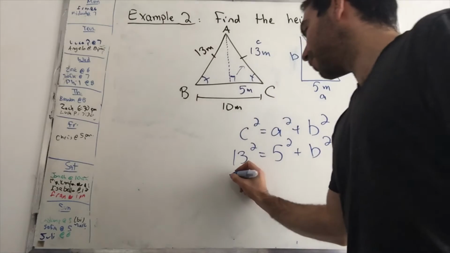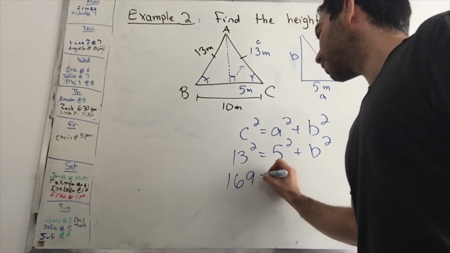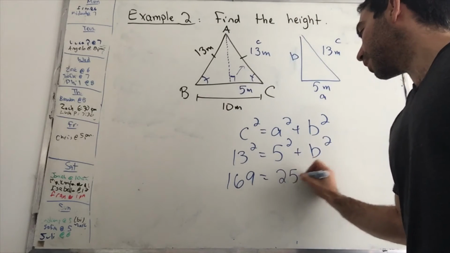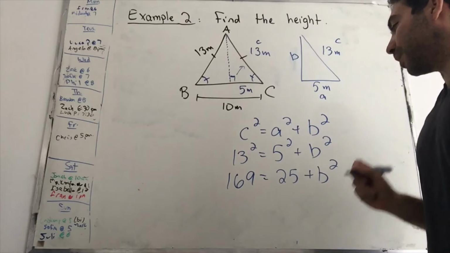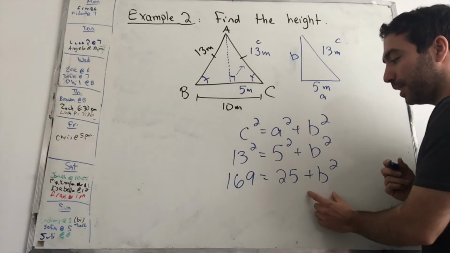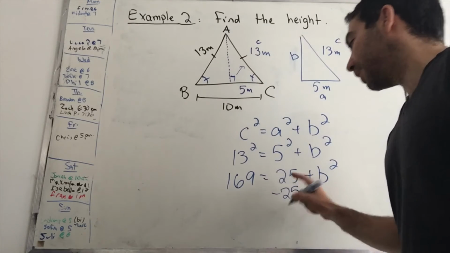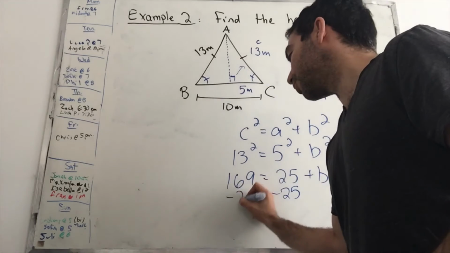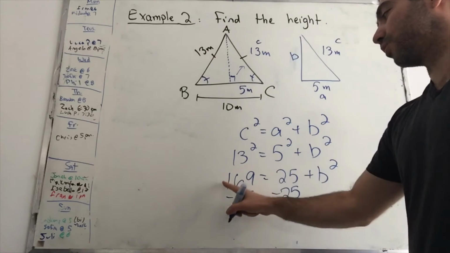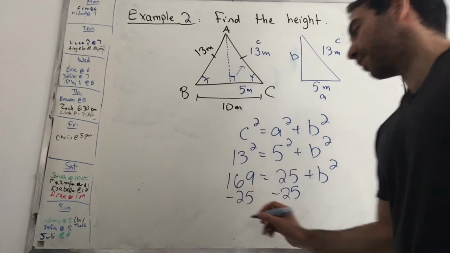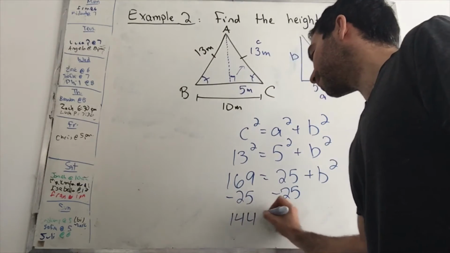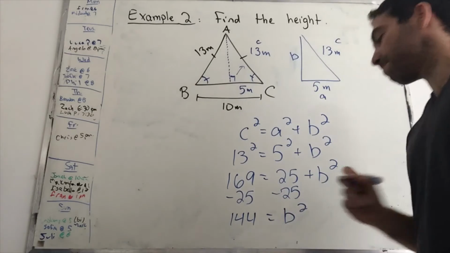And now we solve. 13 squared is 169. 5 squared is 25. And b squared. So remember, we're trying to solve for b. We have to isolate b. How do we do that? Bring the 25 over. Put our numbers with our numbers. It's positive. We bring it over to the other side. We subtract. It becomes minus. So 169 minus 25. And we get 144 equals b squared.